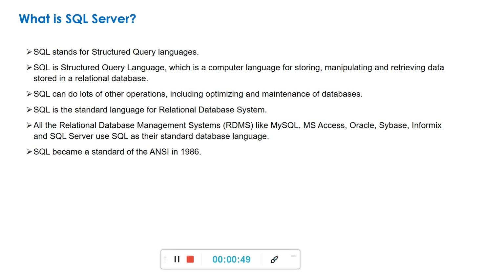In a SQL database, I will explain later what is a relational database and what is a database, but in a single line: a relational database is where data is stored in table format, in columns and rows. So basically SQL Server is all about data. We need to manipulate the data, store the data, retrieve the data and use it in our applications.